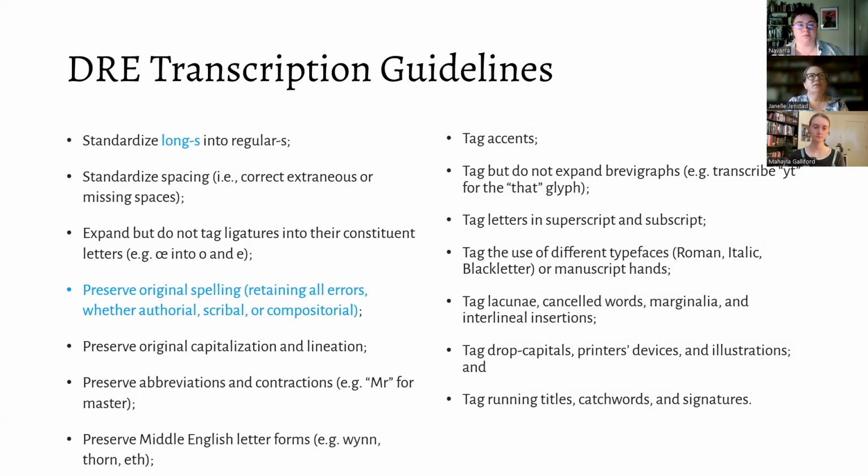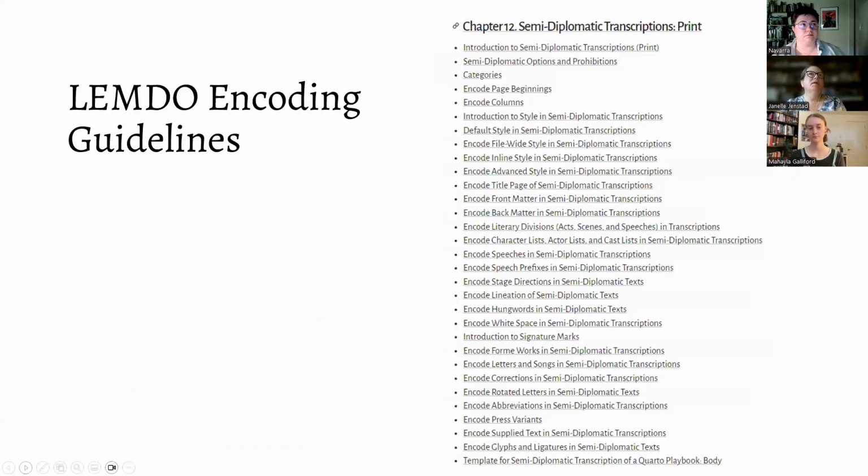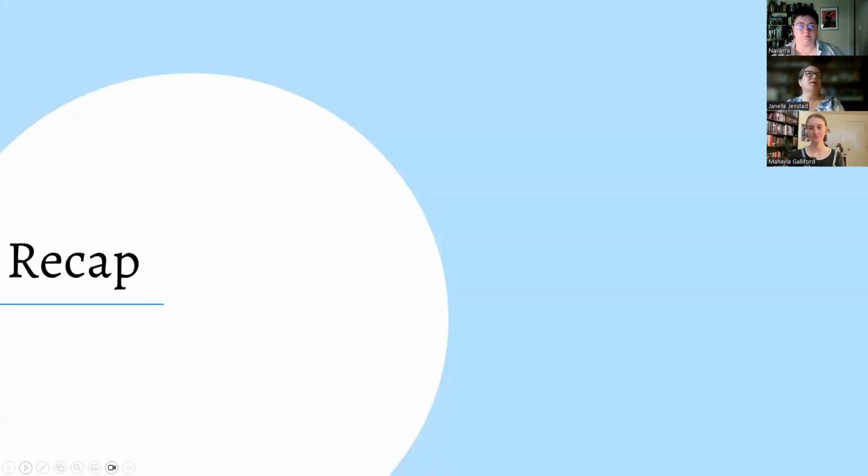So, for example, you don't have to type out long S's. The regular short S will do, but you do want to preserve all the original spelling, without making any judgments about whether the spelling is authorial or scribal or compositorial. All of those transcription guidelines in the DRE editorial guidelines have been translated into encoding guidelines on the LEMDO documentation site. It is the longest chapter in our documentation. That's probably one of the most challenging things to do. So we have lots and lots of documentation for that.